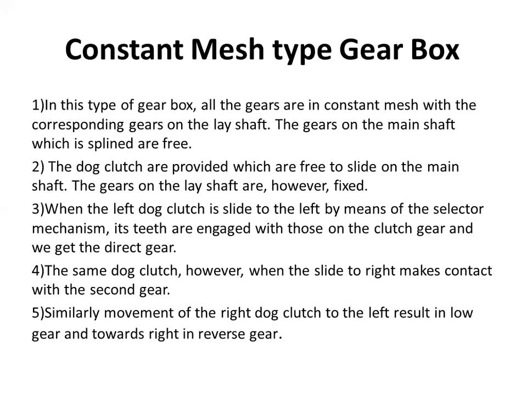with those on the clutch gear, and that way we get the direct gear. The same dog clutch, however, when slid to the right, makes contact with the second gear. Similarly, movement of the right dog clutch to the left results in the low gear, and towards the right in a reverse gear. This is the construction of the constant mesh type of gearboxes.